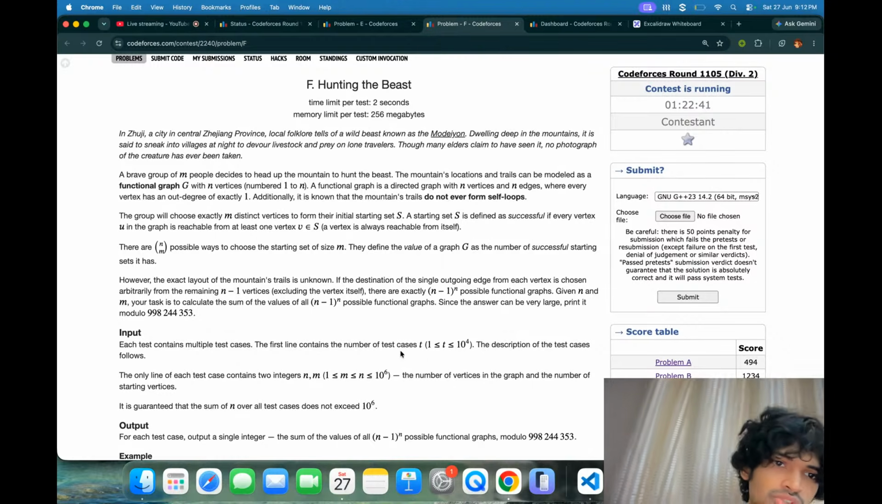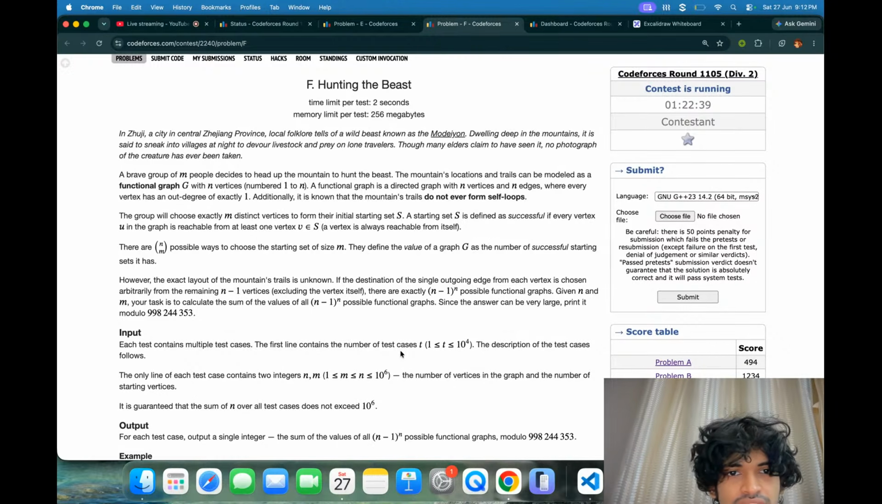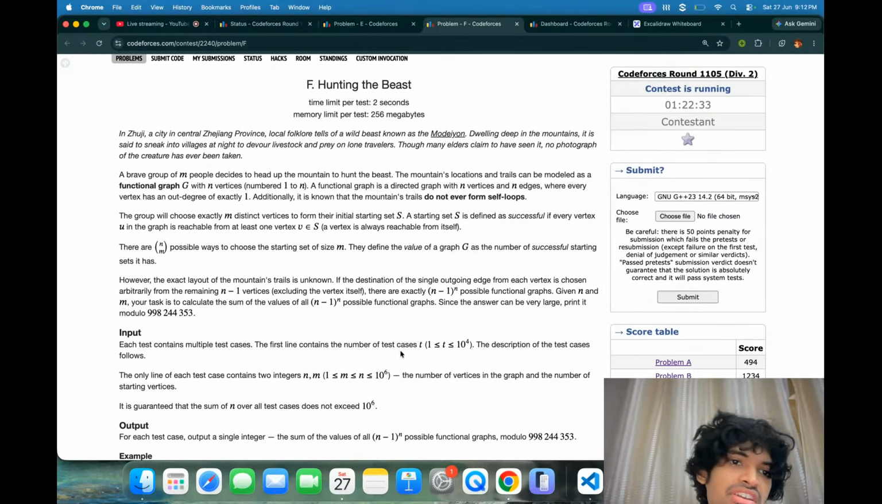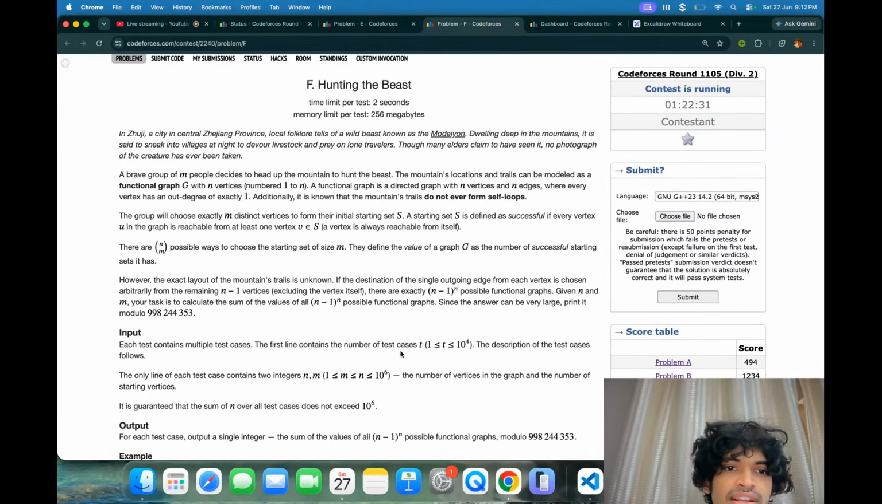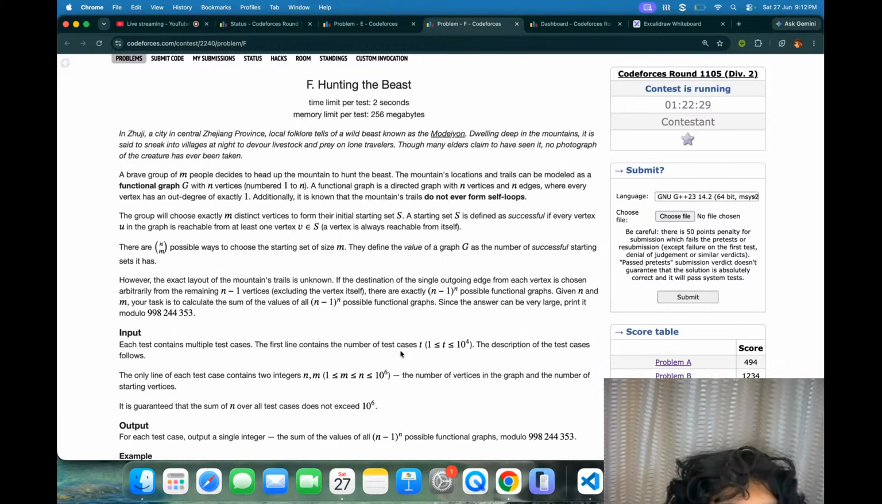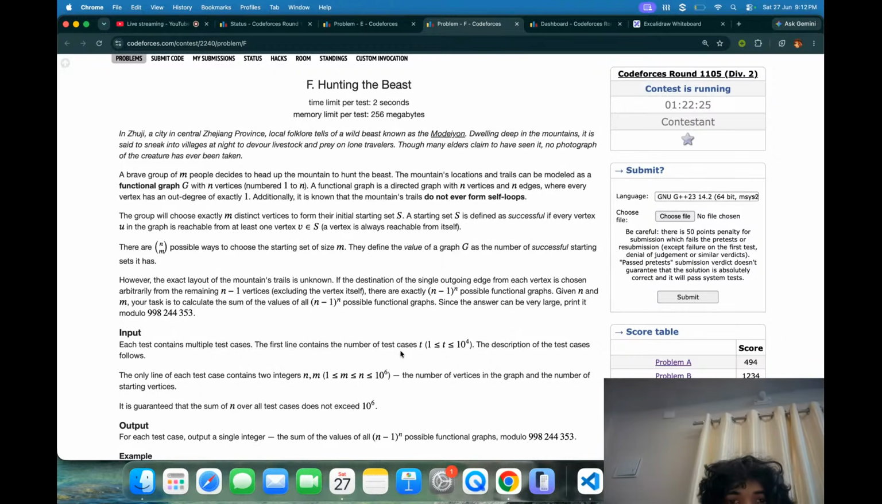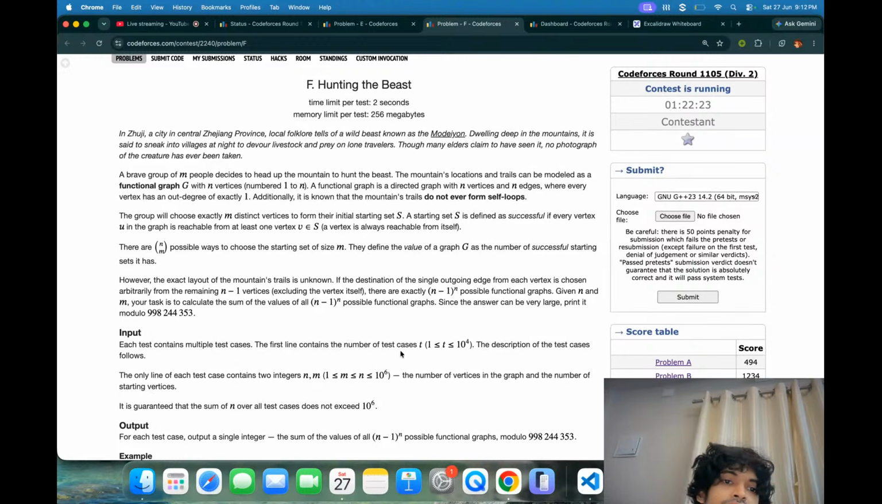The group will choose exactly m distinct vertices to form their initial starting set S. A starting set S is defined as successful if every vertex u in the graph is reachable from at least one of the vertices v belonging to S. There are n choose m possible ways to choose the starting set.